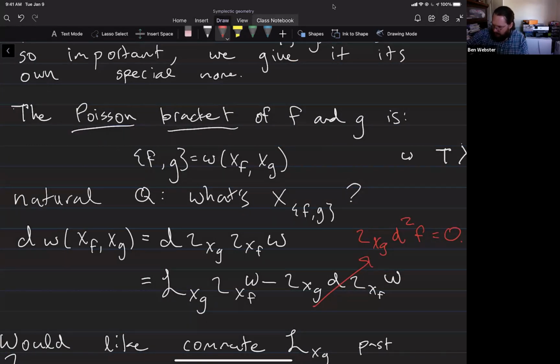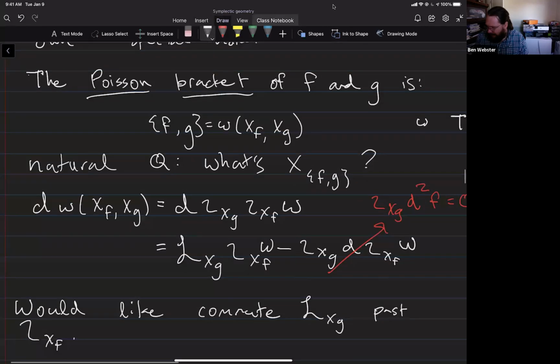So good, I got rid of one term there, but now I have this term: Lie derivative with respect to xg of the contraction with respect to xf. And unfortunately, we don't have any formulas that tell us how to commute a Lie derivative past a contraction. So that's a new formula we need. It turns out it's not too bad, but I wanted to explain this because all of these formulas, if you don't think about them geometrically, just kind of float around and it's like, oh, okay, I guess that's true. I don't know why.